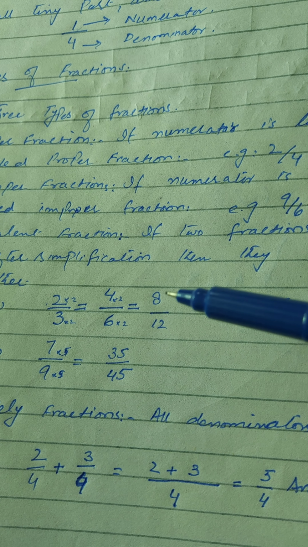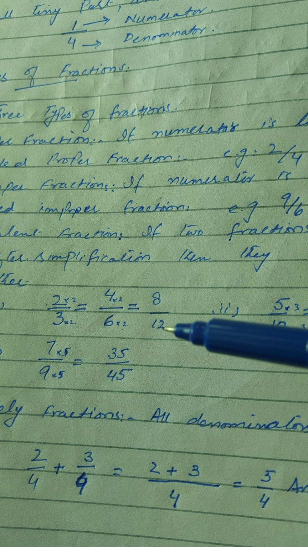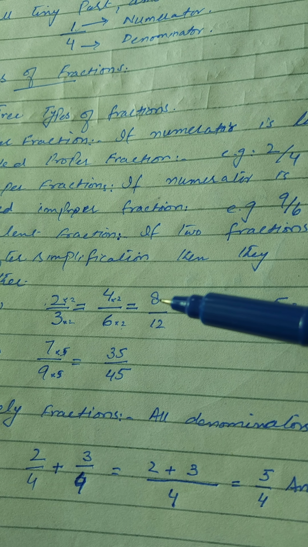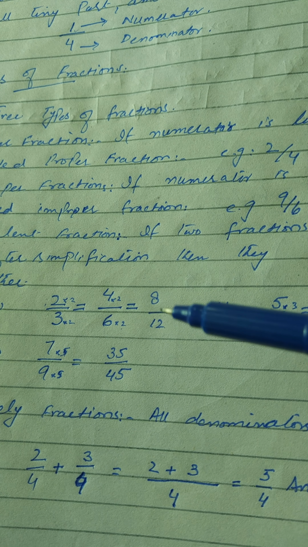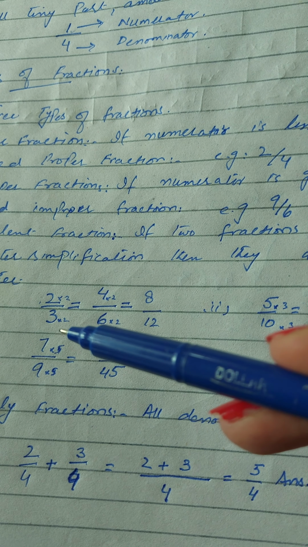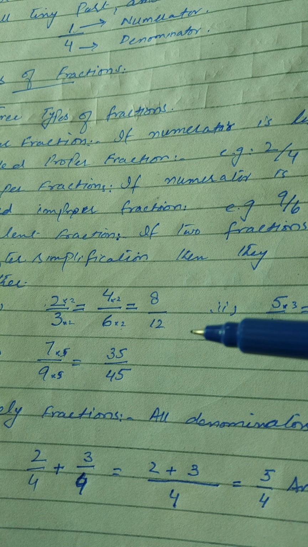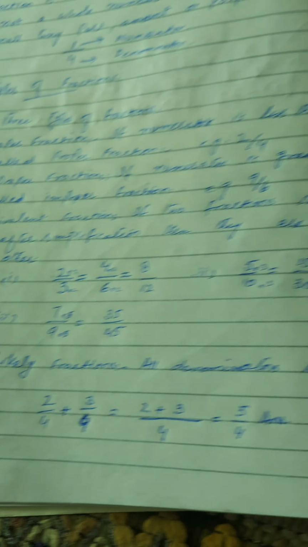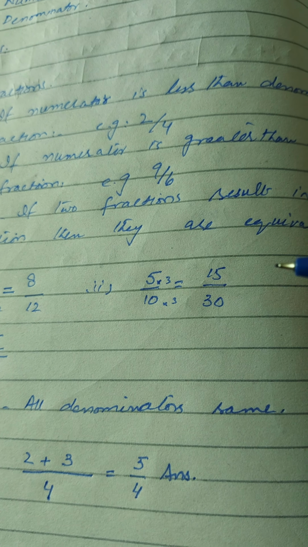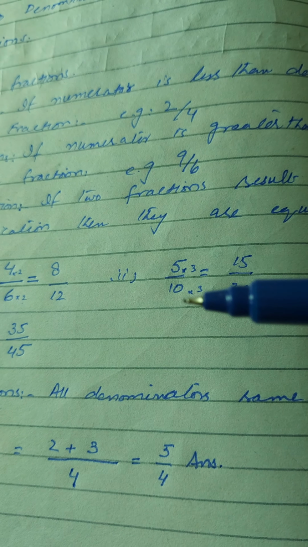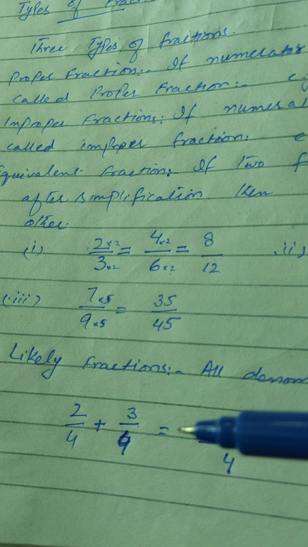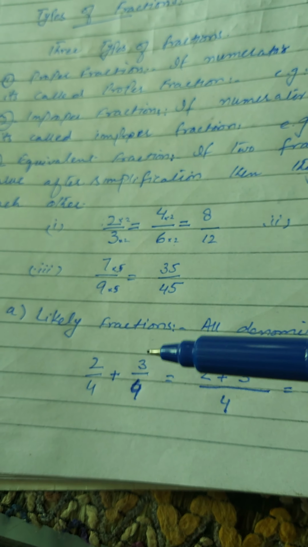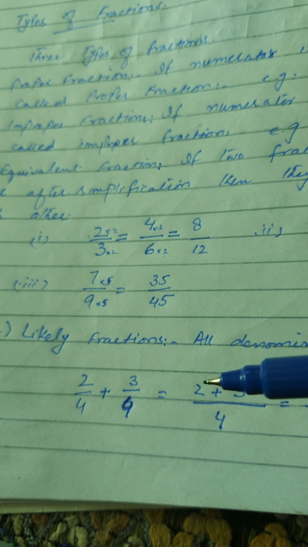If we divide this 8 and 12 by 4, we get 8 divided by 4 is 2 and 12 divided by 4 is 3, and again it will be 2 by 3. So these fractions are known as equivalent fractions. I asked the students to solve 2 or more questions. We did it with 5 by 10, and then we multiplied by 3 and 3 and got 15 by 30.